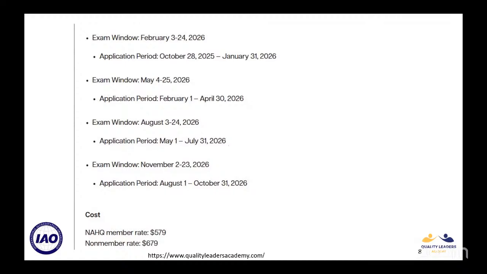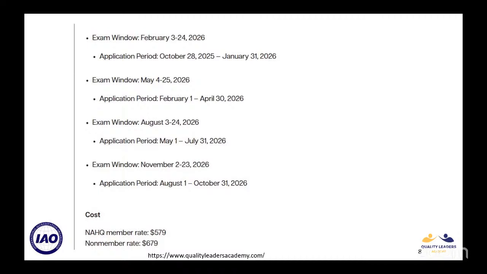NHQ is the body that owns and administers the CPHQ exam. They don't run the exam year-long for international students. It runs on fixed exam windows, right? A 3-week exam window opens about 4 times a year. If you miss a window, you'll have to wait a few months for the next one. Every window has two components: the application period and the exam window. The application period is when you register for your exam, and the exam window is when you actually sit for the exam. These two are completely different dates.